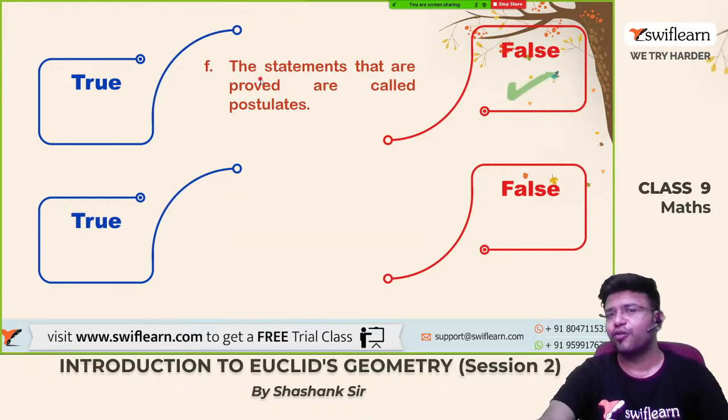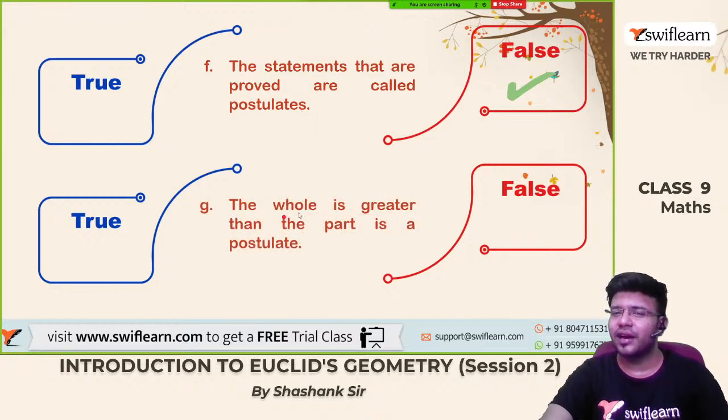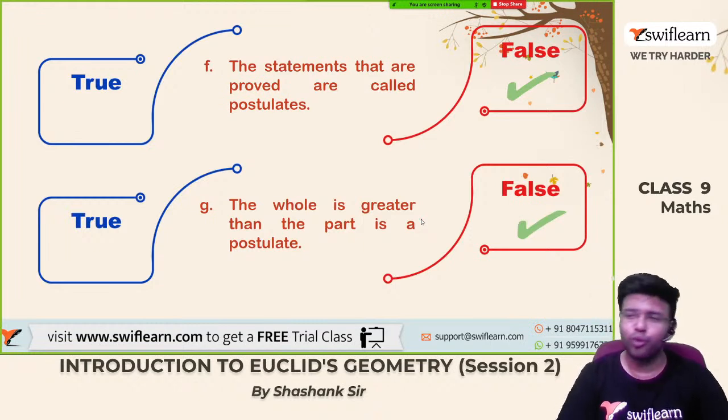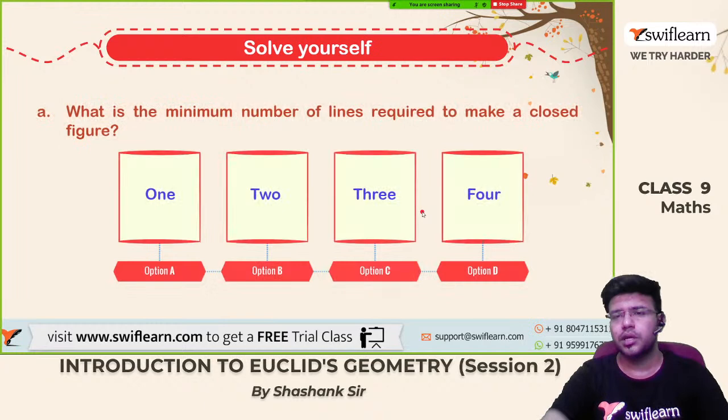Yes, it is false. What are postulates? The assumptions made, which do not require any definitions, and they are universal truths, and they are used only in geometry. Those are postulates. The whole is greater than the part. Is it a postulate? It is an axiom. So the answer is false. What is an axiom? An axiom is a universal truth which does not require any proof and can be used throughout mathematics. That is an axiom.